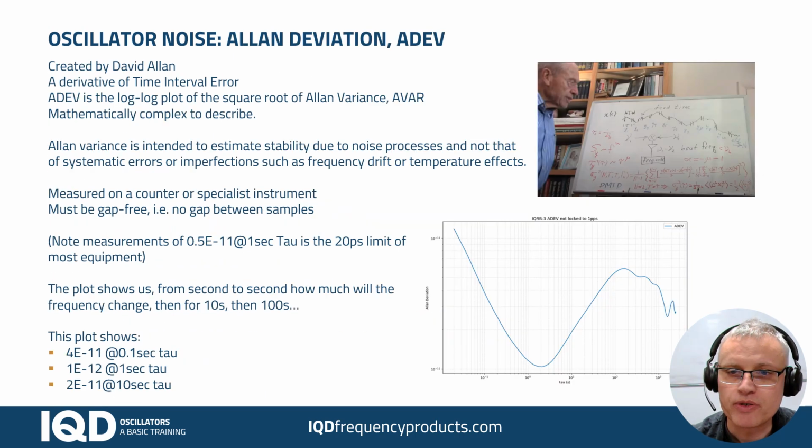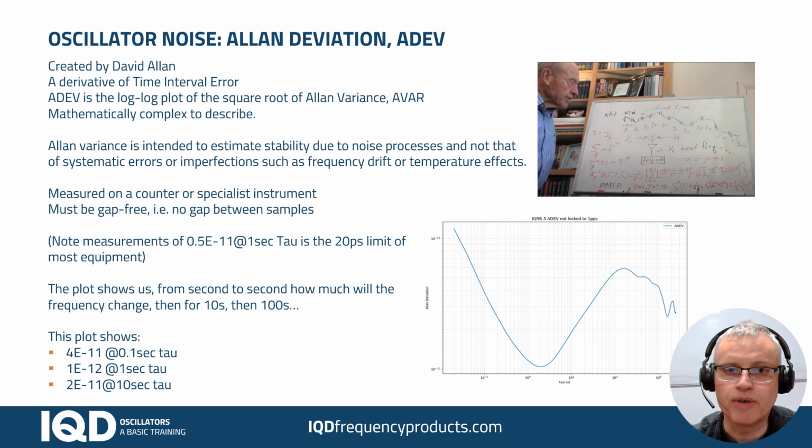That's the objective here. And finally, for this presentation, let's look at Allan Deviation, or ADEV. ADEV was created by Dave Allan, and it's a derivative of the time interval error. That means that we take a series of pulses, we interleave them between each other, and we ask for every rising edge, how far away is it from what would have been a perfect waveform. So we do that over very long time periods. We build up an enormous data set, and then we do some maths to that data, and from that we derive the Allan deviation measurements.